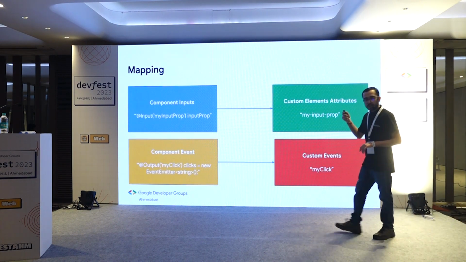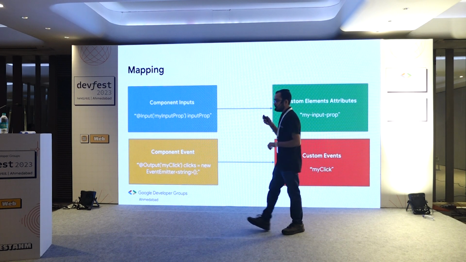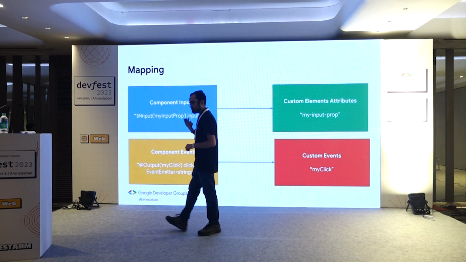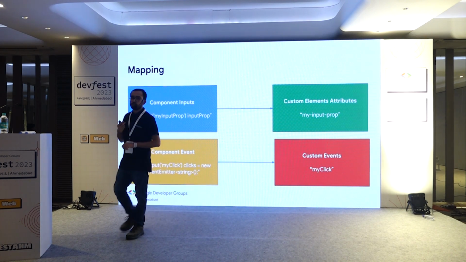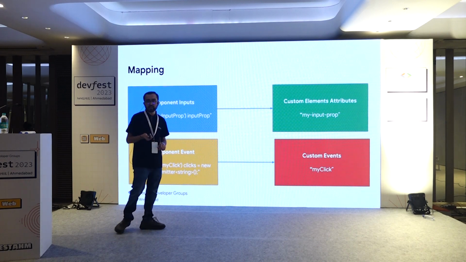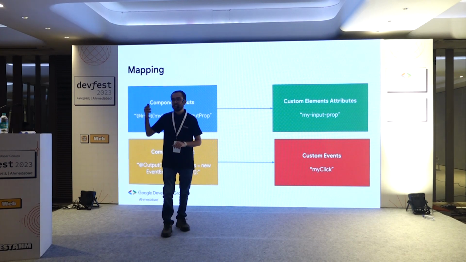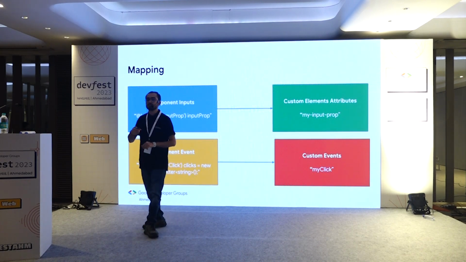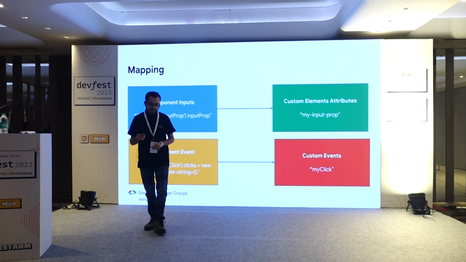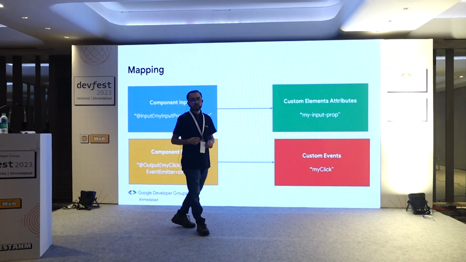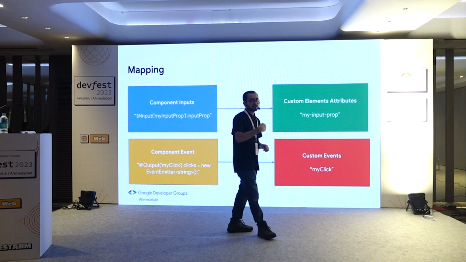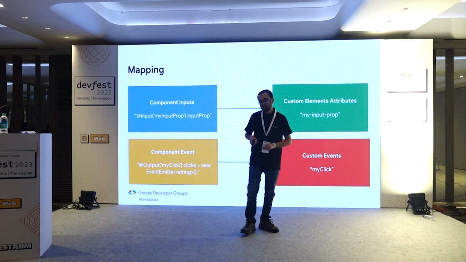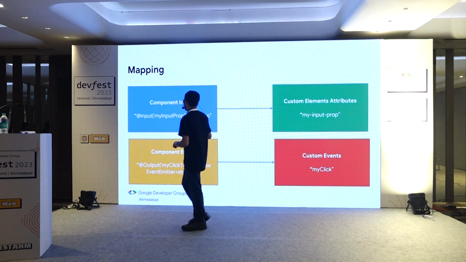So how does the mapping happen? The mapping would happen for two things. When we create the component, sometimes we use input attributes in order to accept something that will help us customize the component. Similarly, we have event emitters, which we use to emit events from the component, right? This is how it gets converted.